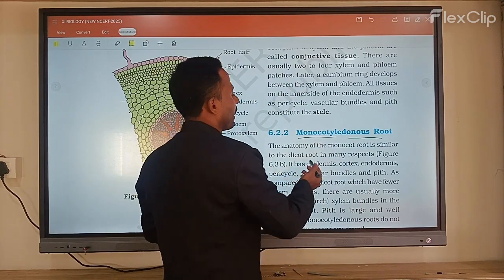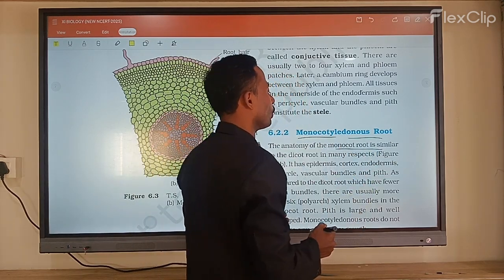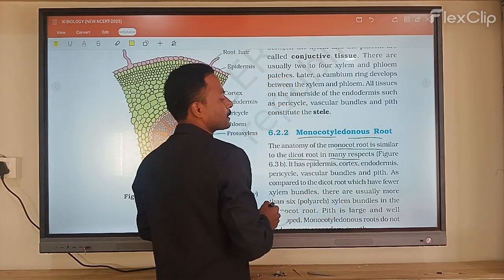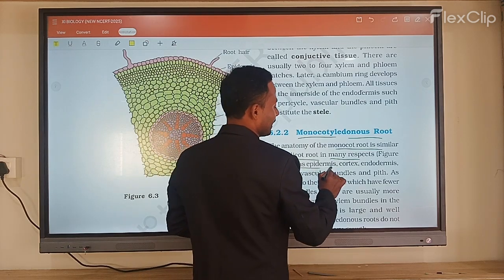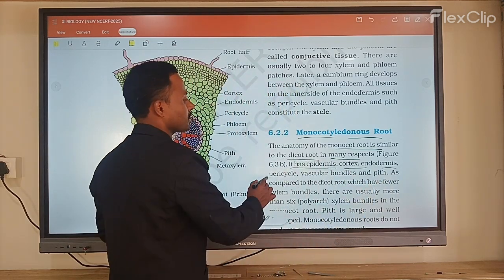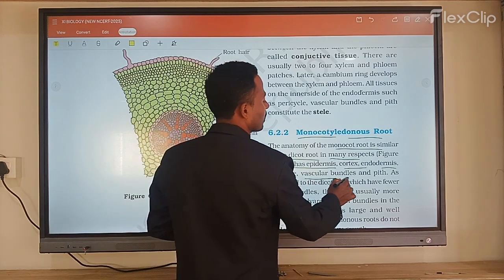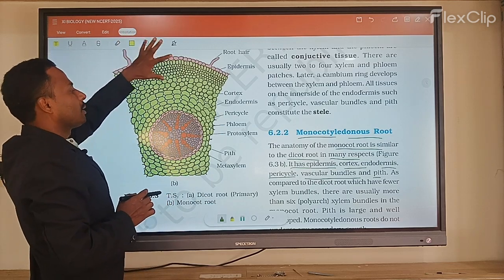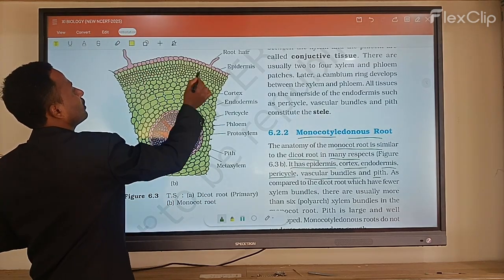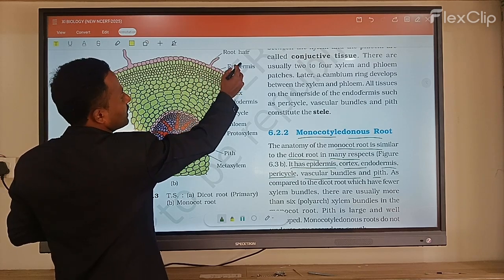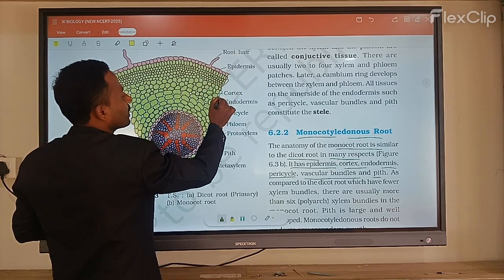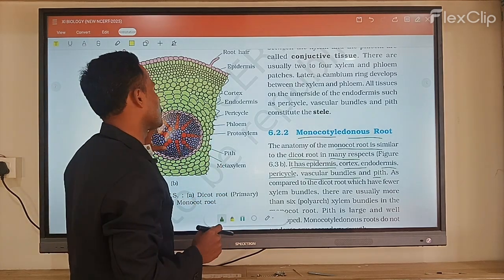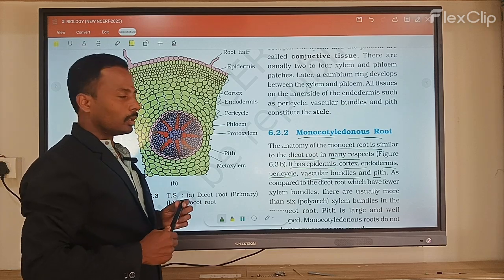The anatomy of a monocotyledon root is similar to that of a dicotyledon root. It has the epidermis, cortex, endodermis, pericycle, vascular bundles, and pith. In the dicotyledon root, the epidermis is the outermost layer bearing root hairs, followed by the cortex, endodermis, and pericycle. The same characters are also noticed in the monocot root.